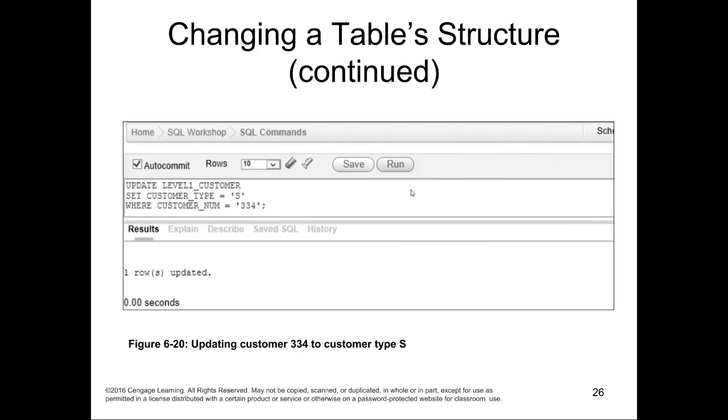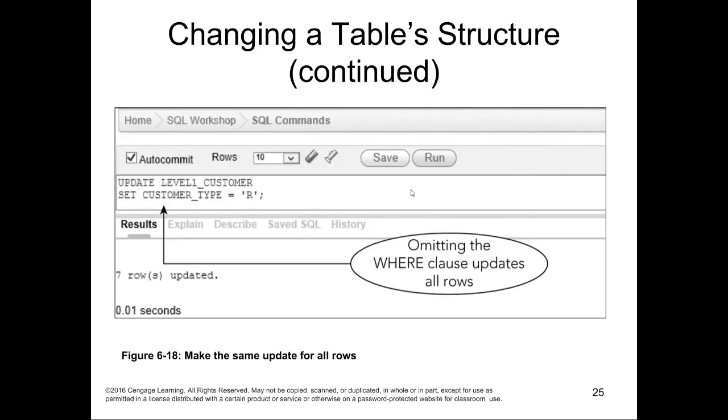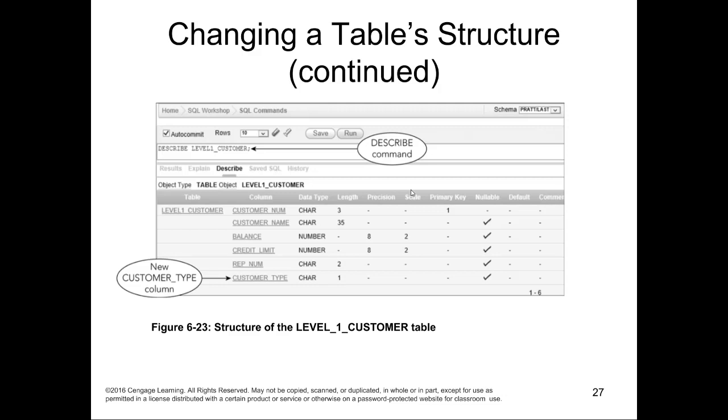Now, let's go back and update just those specific rows of data that we want to be different. So in this case, we're updating that level 1 customer table again. We're setting the customer type to S, where the customer number equals 334. So now we've updated that one row to S, while all the other ones are still R. Using the describe command, we can see attributes of our table. And here is that customer type column with a char of 1 character.